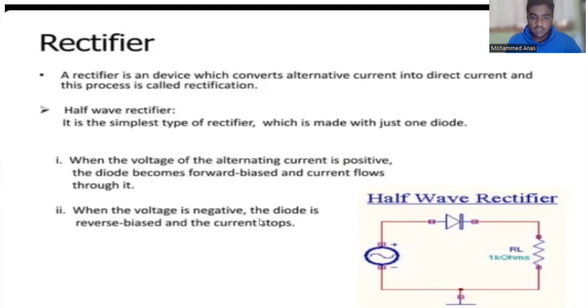When the voltage is negative, the diode is reverse biased and the current stops. Means, when the rectifier is in forward bias, the current flows throughout it. When it is in reverse bias, the current stops.